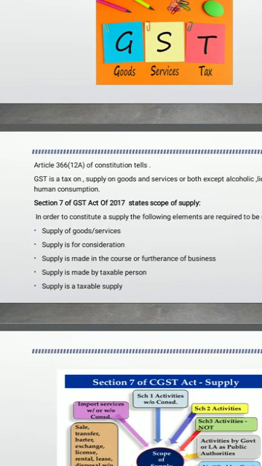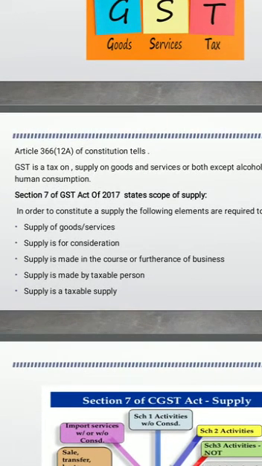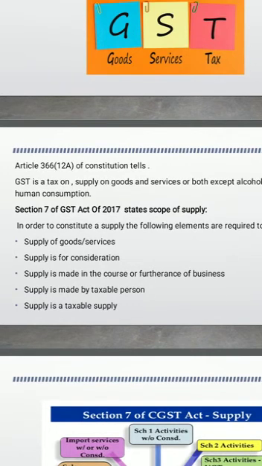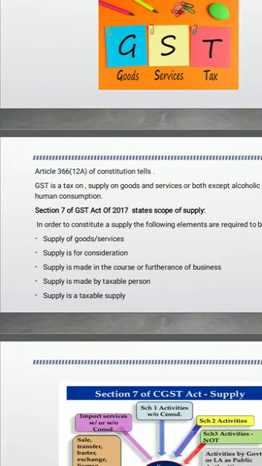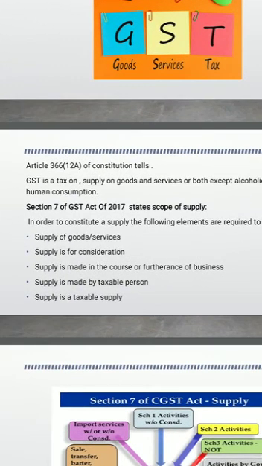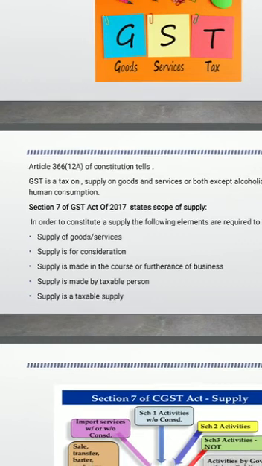The supply should be for consideration. Consideration refers to when two people mutually agree for something monetary or non-monetary. It is known as consideration. When buying and selling takes place with money or without money, it is known as a supply for consideration. When a supply is done for consideration, it is considered a supply according to the GST Act. Supply is made in the course or furtherance of the business. The supply should be made in the course of the business or with the intention to carry on the business. Then it is considered a supply according to the GST Act.